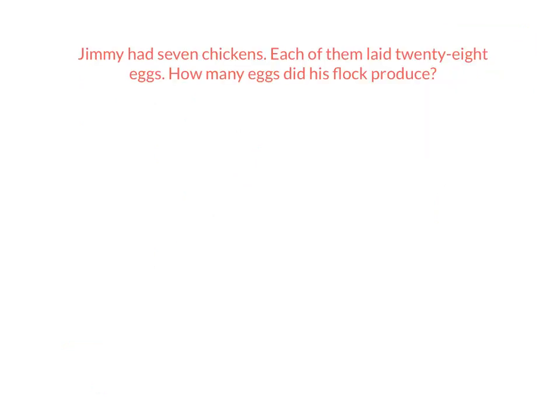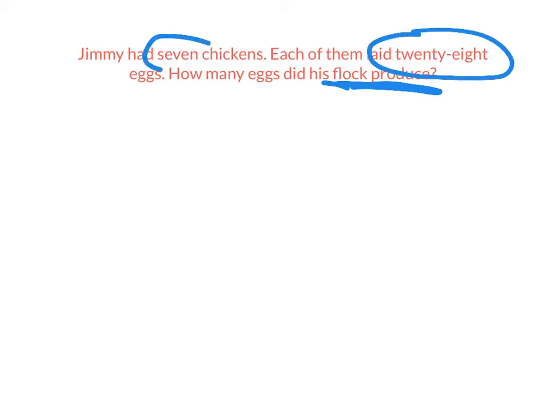Here is a second pause and solve problem for today. Read this problem, maybe underline some clue words, and then solve it. Alright, hopefully by this point you have gotten yourself prepared. So it says, how many eggs did his flock produce? So first thing, flock is a group of chickens, and produce means make. So they laid 28 eggs, and he had 7 chickens.